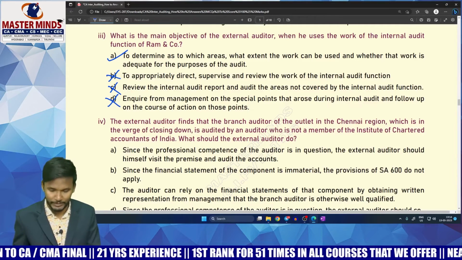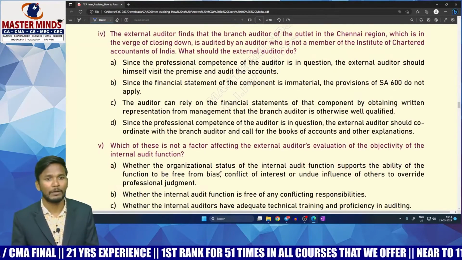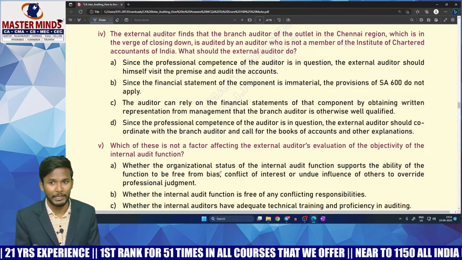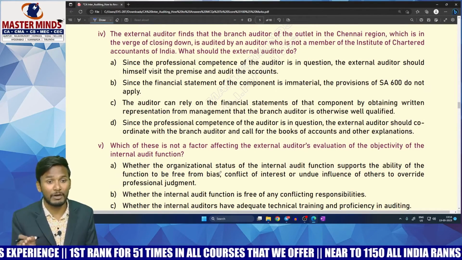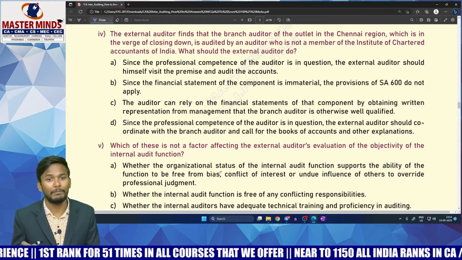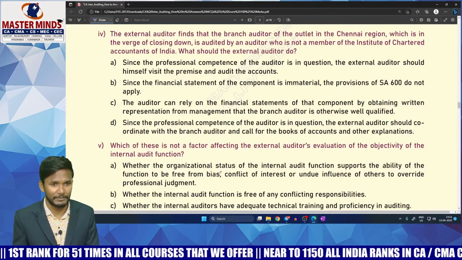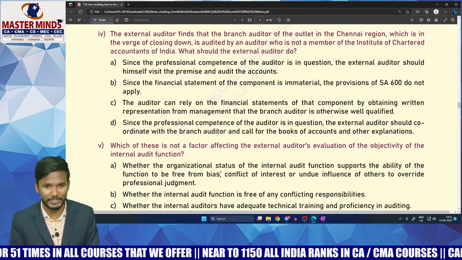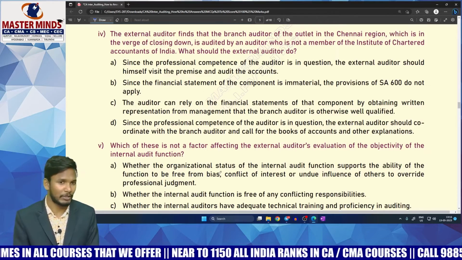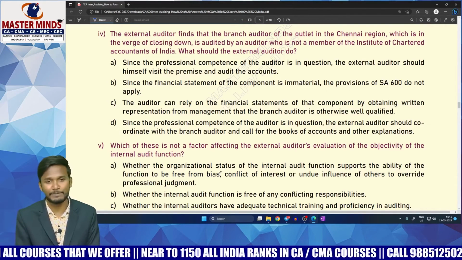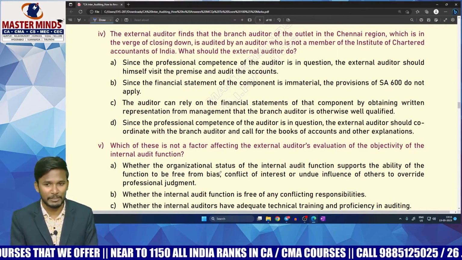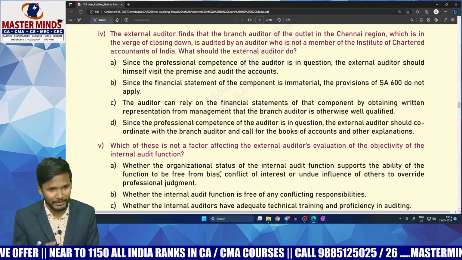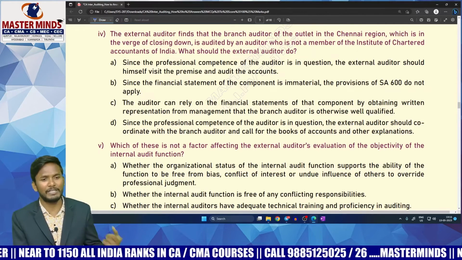Okay. Next one. The external auditor finds that the branch auditor of an outlet in Chennai region, which is on the very verge of closing down, is audited by an auditor who is not a member of ICAI. What should the external auditor do? Obviously, when a branch audit is there, whether that work is being properly executed or not, who has to take care? The main auditor as per SA 600. You have to explain to him what the plan is, what the important areas are, what the timeline is. You have to continuously monitor. You have to have regular meetings. That is the complete discussion in SA 600.